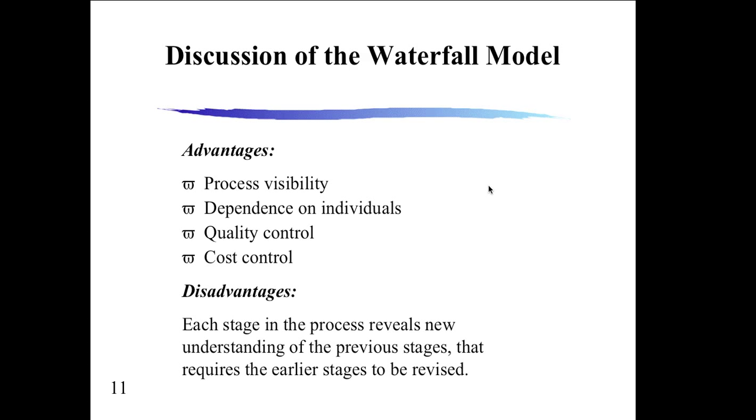So let me finish up this discussion of the waterfall model. What we've got here are some advantages and some disadvantages. I've actually gone through this stuff already, so I can just use this as a summary. The advantages: process visibility, breaking it out into those stages is a clear and easy thing to see. We have dependence on individuals rather than the entire team, so we can bring in individuals, as I mentioned before, contractors and things. Quality control can go on. We can actually have standards, templates, and things for each one of the deliverables. We can make sure we have deliverables, sign-offs, checks, milestones, and things of that nature.